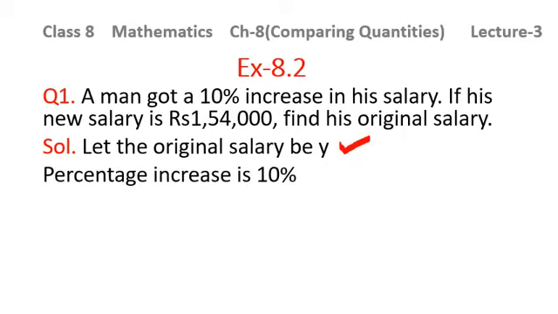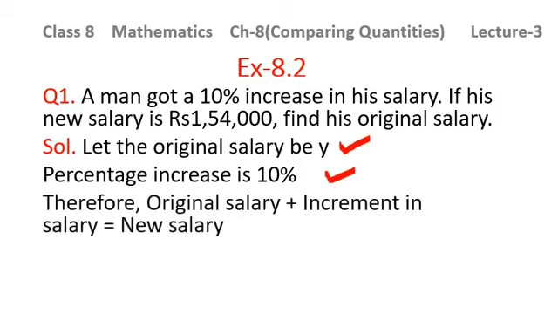Percentage increase given to us is 10%. Obviously, if percentage increase is given to you, then you will be adding this percentage increase. First of all, you will calculate the percentage increase and then add it to the original salary, and that will be equal to the new salary. See how. The original salary plus the increment in the salary, calculated on the original salary, will be equal to the new salary.